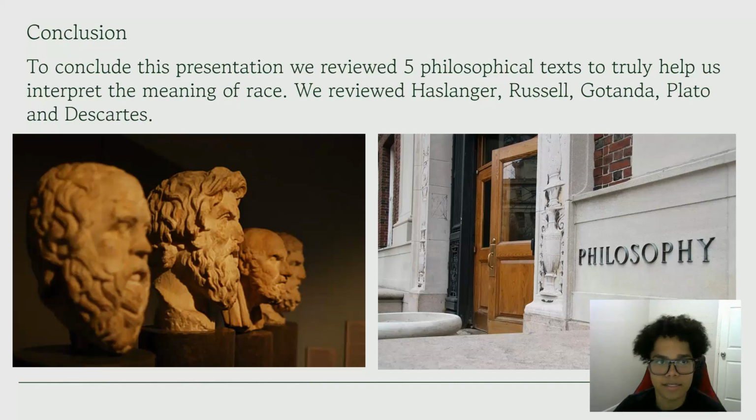So that's the end. To conclude this presentation, we reviewed five philosophical texts that truly help us interpret the meanings of race. We reviewed the texts of Haslanger, Russell, Gotanda, Plato, and Descartes.